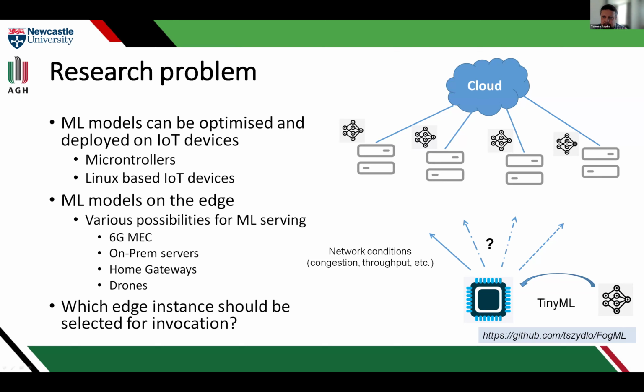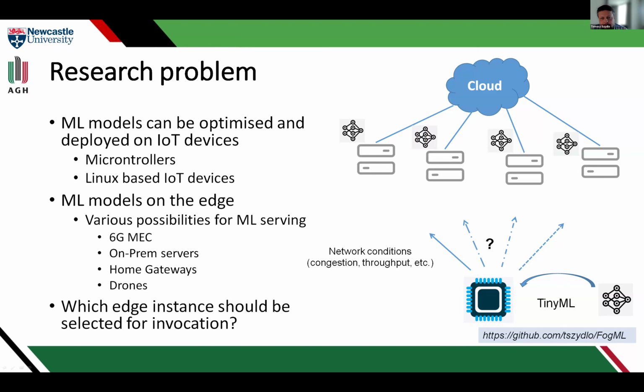However, it's only possible for limited types of the problems and algorithms that we would like to run on the devices. The second approach assumes that the models or the complex algorithms are moved from the devices to the edge or cloud, and then IoT devices invoke them as external services. In this case, we have quite a large flexibility because these algorithms or the models can be deployed on the external servers, 6G multi-access edge, so on the GSM antennas, simply speaking, on-prem servers, home gateways, etc.